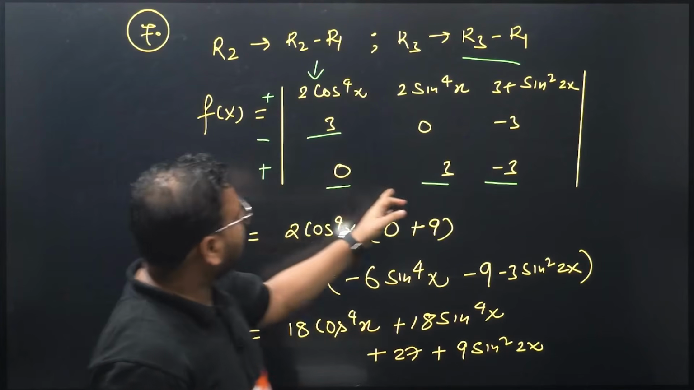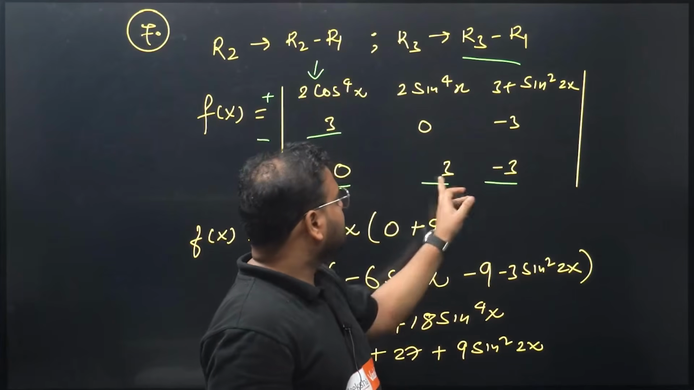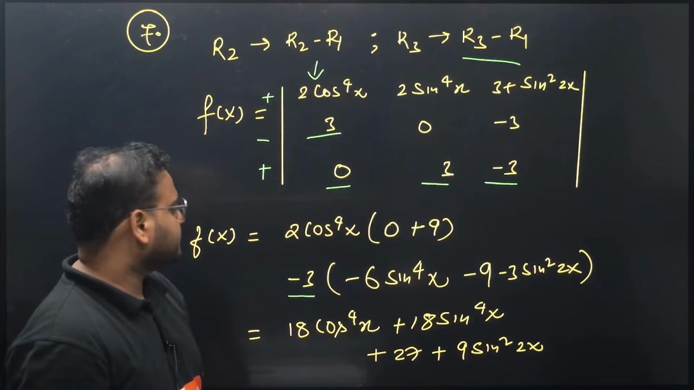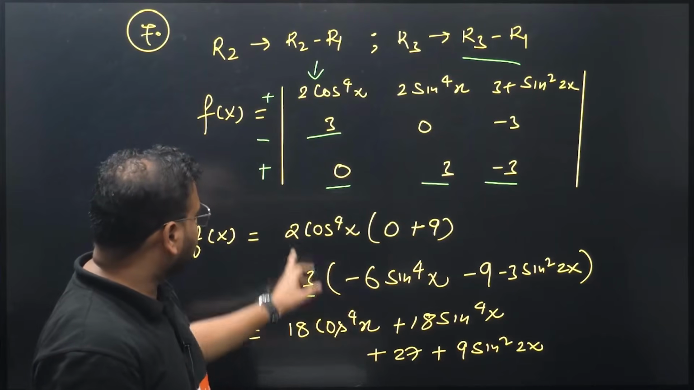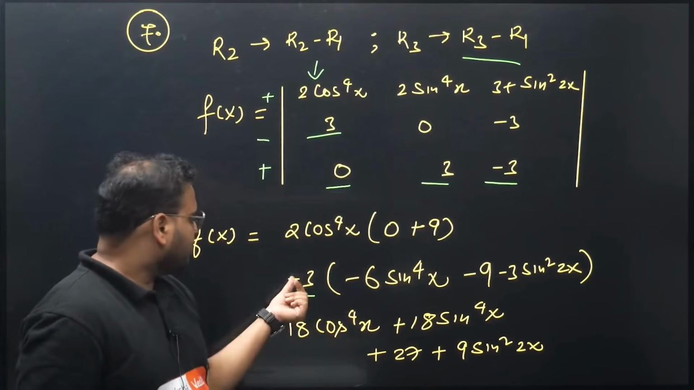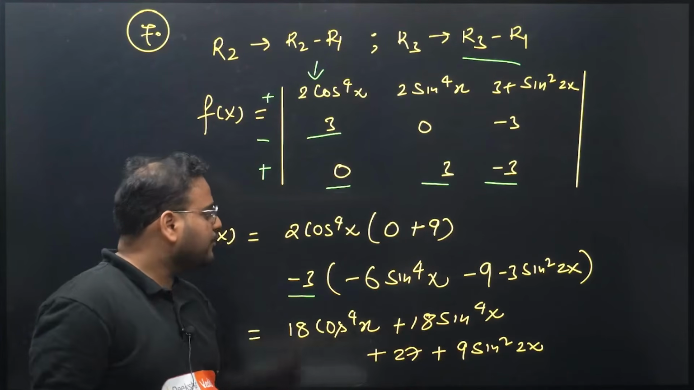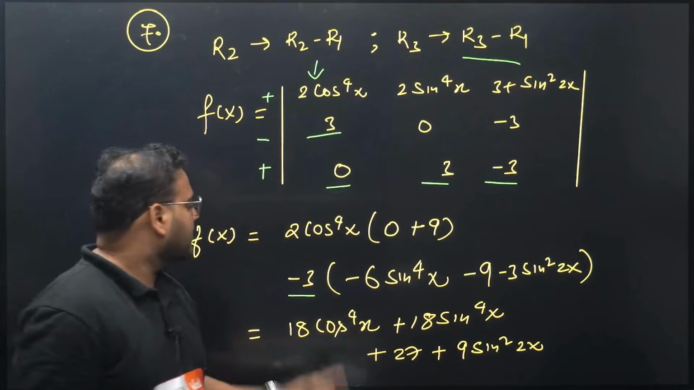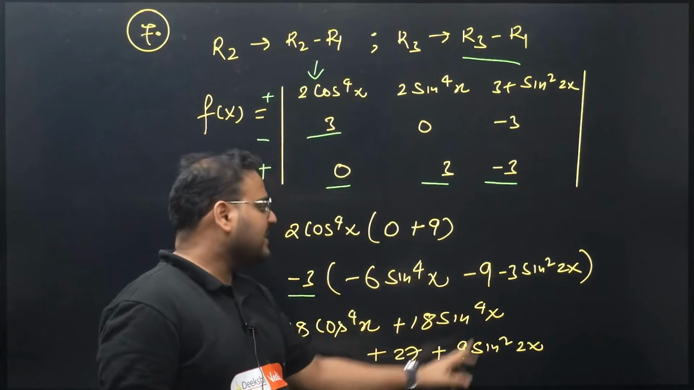And for this we'll have what? 3 into 3, which is 9. 3 into sine square 2x. Sine square 2x. Okay, great. Now if you simplify, you'll have 2 into 9, so 18 cos power 4. Here you check, minus 3 into minus 6, so plus 18 sine power 4. And this will become minus 9 into minus 3 becomes 27. Minus 3 into minus 3 will become plus 9 sine square.